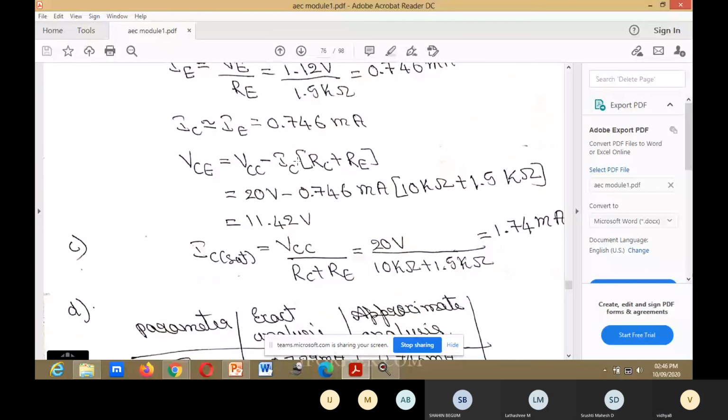Next, VC is equal to VCC minus IC times RC plus RE. Substitute the values of VCC, IC, RC and RE.